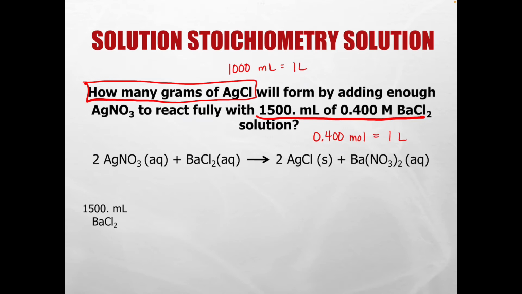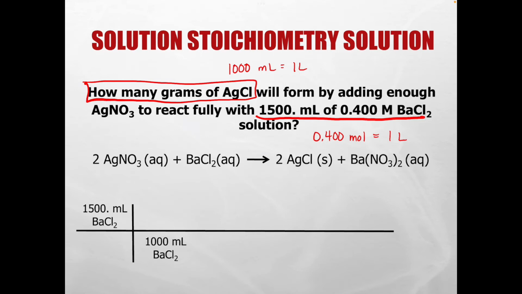So 1,500 milliliters of barium chloride. We know that milliliters has to cancel down and to the right, so 1,000 milliliters will go on the bottom and 1 liter will go on the top. So we can cancel out our units here, and we're left with 1 liter of barium chloride. Now we can use our molarity to convert liters into moles. Remember, we always need to convert things into moles in order to be able to use that mole ratio to convert between compounds. So that's what we're doing here. We're converting milliliters to liters and then liters to moles so we can change compounds.